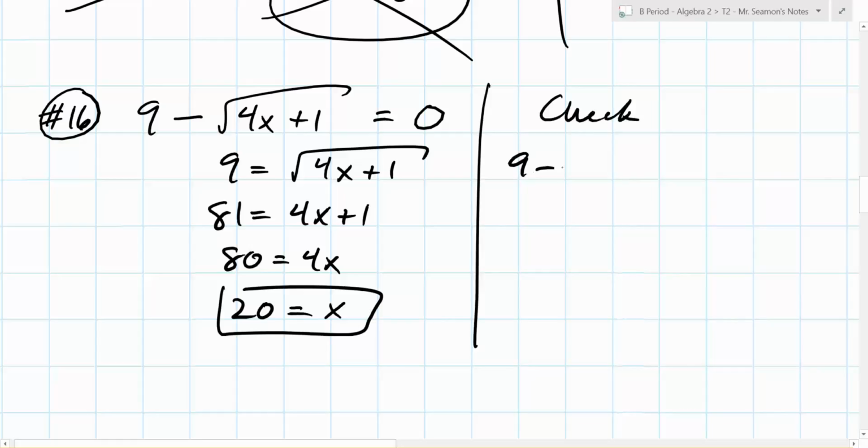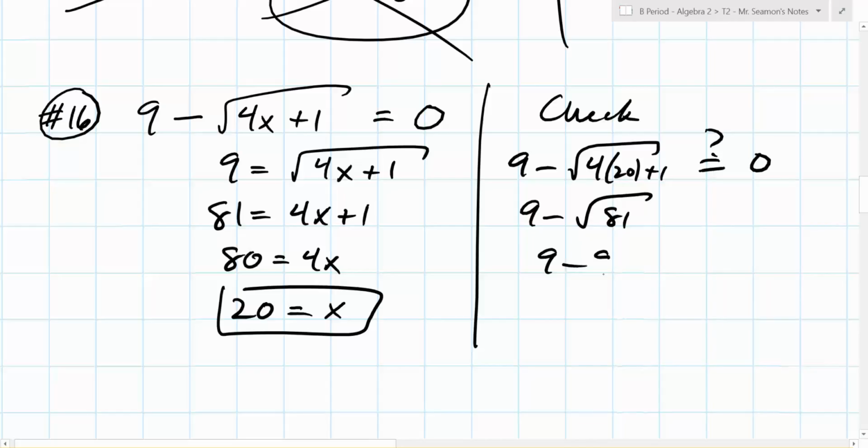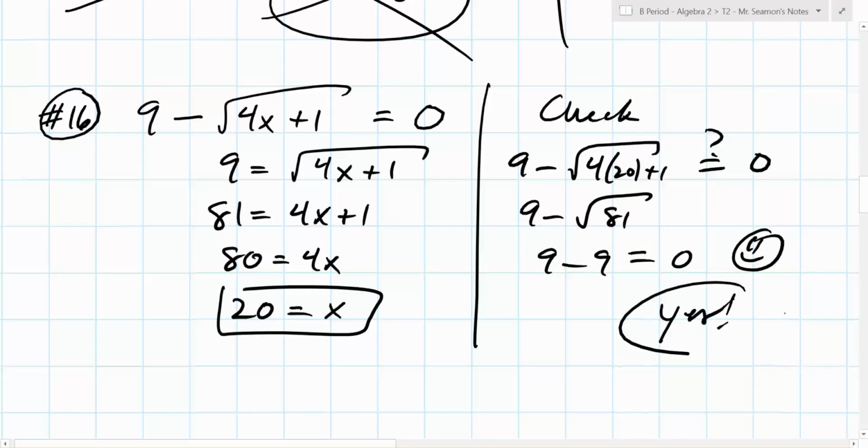I like doing this. 9 minus the square root of 4 times 20 plus 1. Does that equal 0? Well, that's going to be 9 minus the square root of 81. That's 9 minus 9 does equal 0. So does it check? Yes. So this works. Make sense? What's your next one?